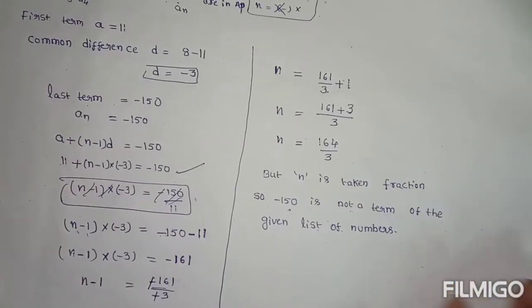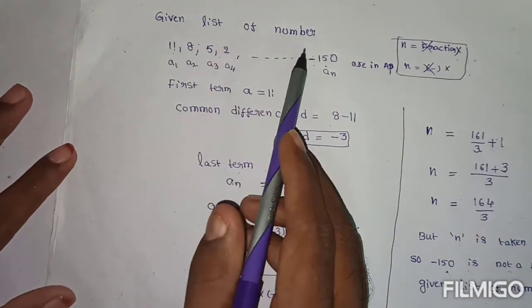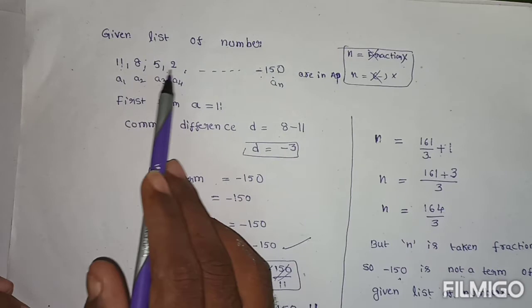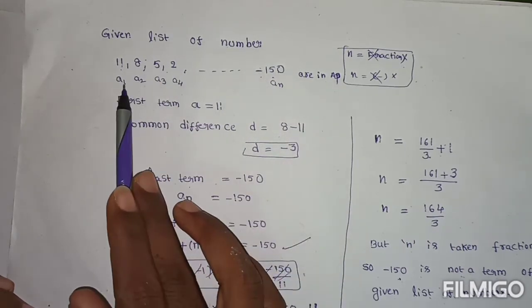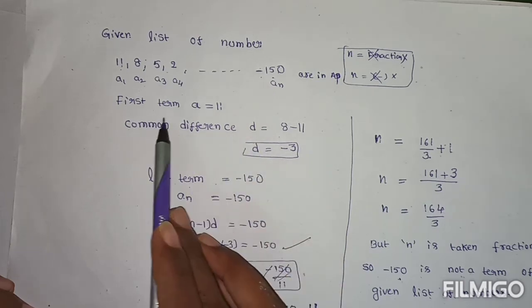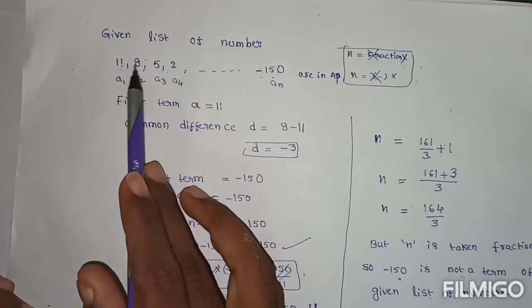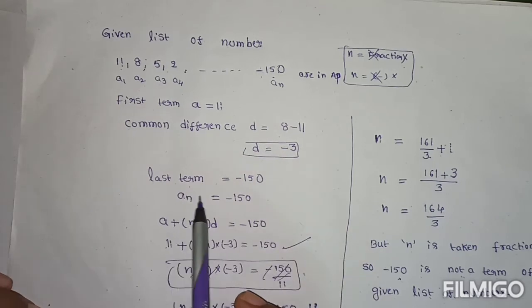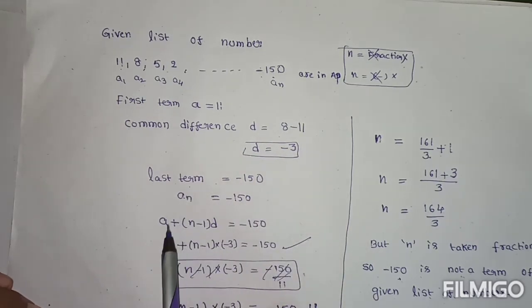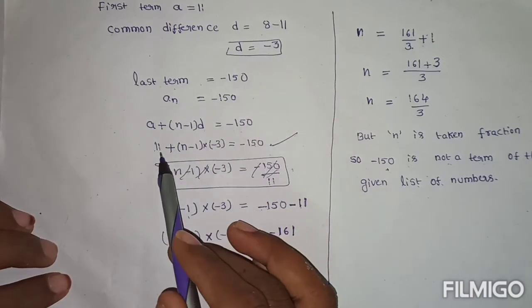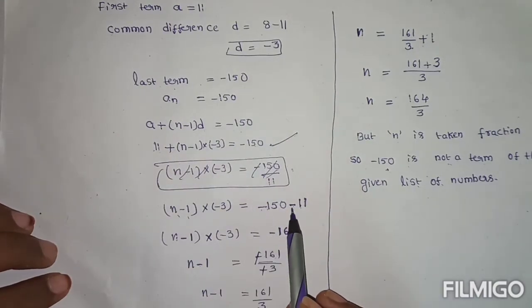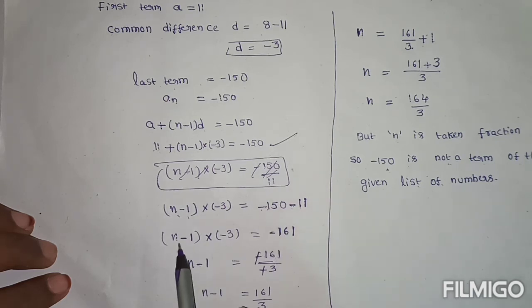Okay, write down. The given list of numbers 11, 8, 5, 2 and so on, minus 150, are in AP: A1, A2, A3, A4 and so on, AN. First term A equal to 11, common difference D, A2 minus A1, 8 minus 11, minus 3. Last term AN equal to minus 150. AN is A plus N minus 1 into D equal to minus 150. So 11 plus N minus 1 into minus 3 is equal to minus 150. Plus 11 is transposing minus 11, minus 150 minus 11, both negative so added, minus 161. N minus 1 into minus 3 is equal to minus 161.